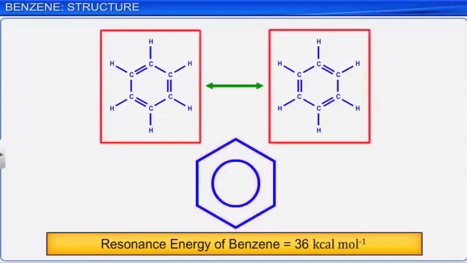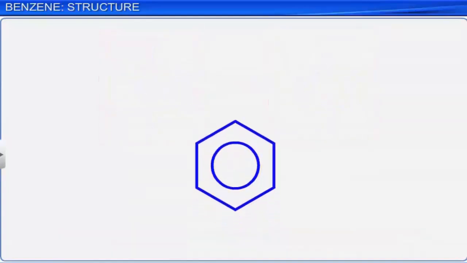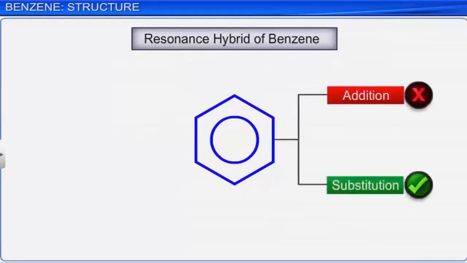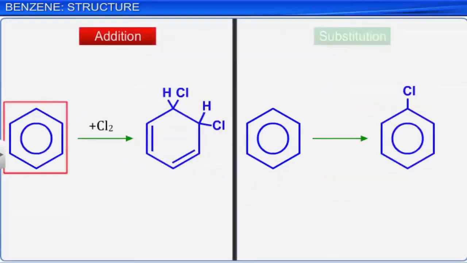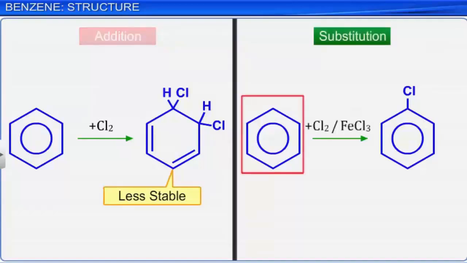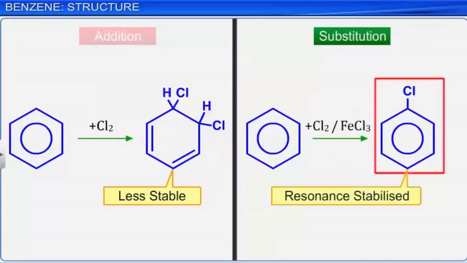The resonance hybrid explains most of the properties of benzene. Benzene undergoes substitution in preference to addition due to resonance. If benzene undergoes addition reactions, it loses its stability as the product formed is not resonance stabilized and hence is less stable. On the other hand, if benzene undergoes substitution reactions, the resonance stabilized benzene ring is preserved in the product too.